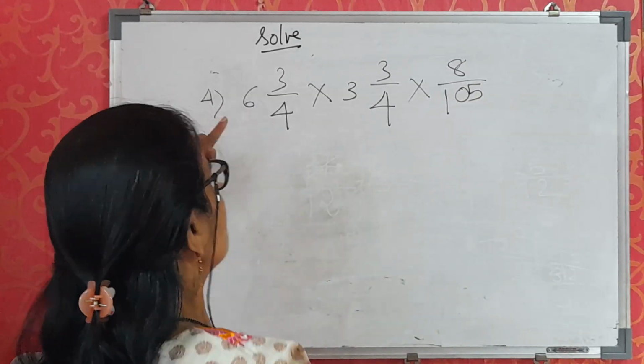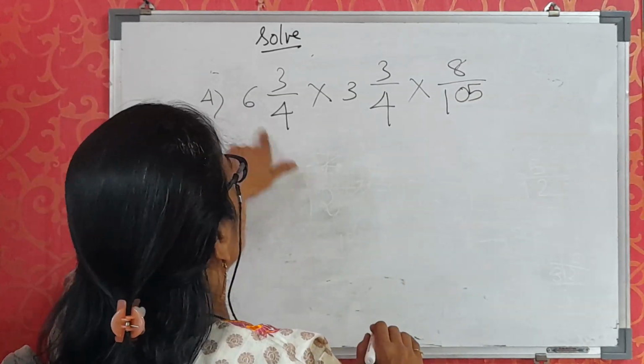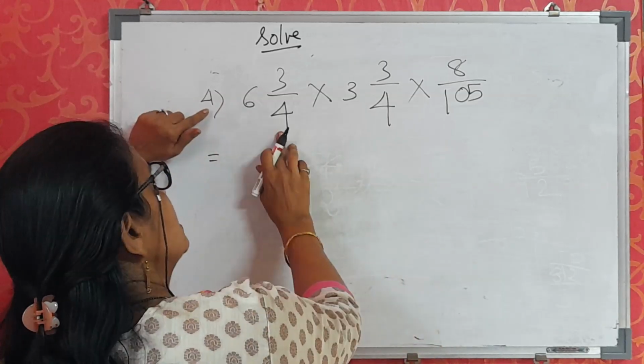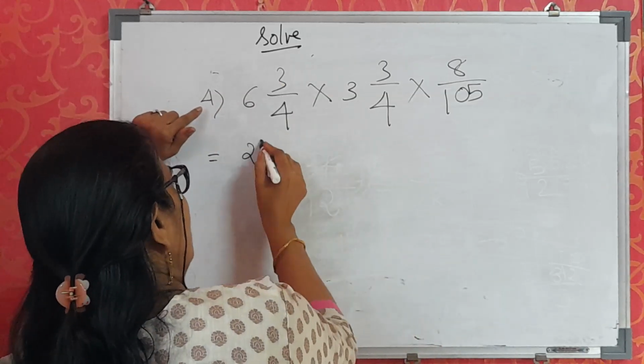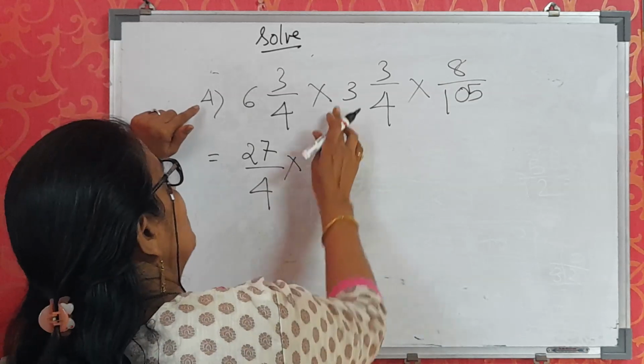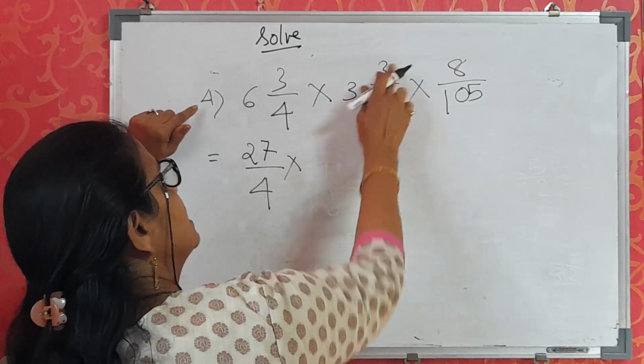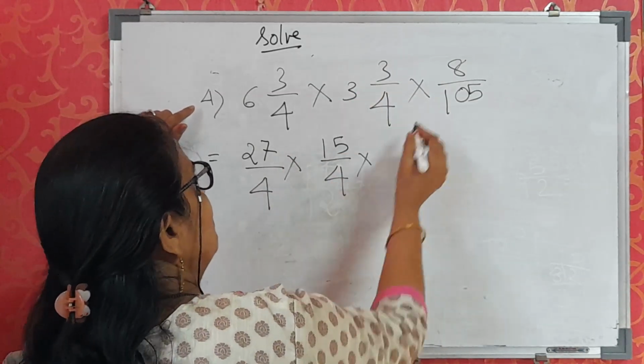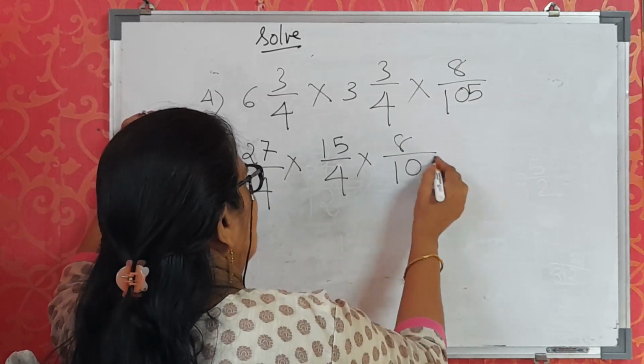So now here you see, first step, bring it to improper fraction. 6 4s are 24 plus 3, 27 upon 4, multiplied by 3 4s are 12 plus 3, 15 upon 4, multiplied by 8 upon 105.